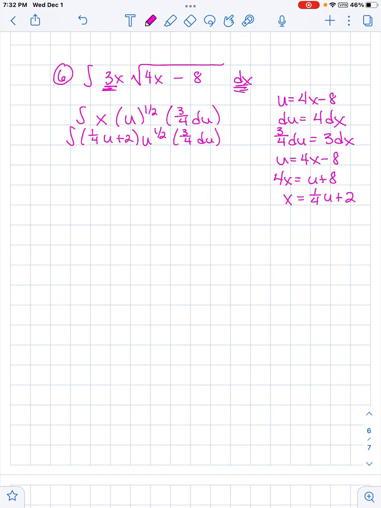I'm going to do some distributing. I'm going to multiply u to the 1/2 in here, and I'm going to multiply 3/4 in here and here to make this all just one polynomial looking function. So first of all, 1/4 times 3/4, that's 3/16. u times u to the 1/2 is u to the 3/2. 2 times 3/4 is 3/2. And then u to the 1/2.